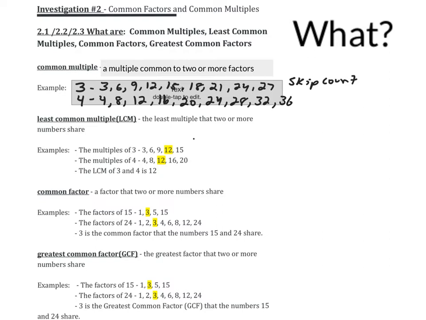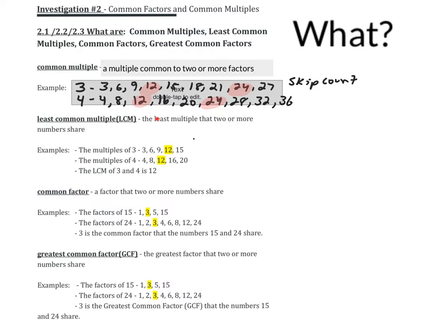3, 6, 9. Okay, I see one. I'm going to highlight it. Let's highlight it in red. So 12 and 12, those are common multiples. See if there's anything else. 24 and 24. And we could go on to infinity and find lots of common multiples, but that's an example of a common multiple. So then that leads you to the next question: what's the least common multiple?